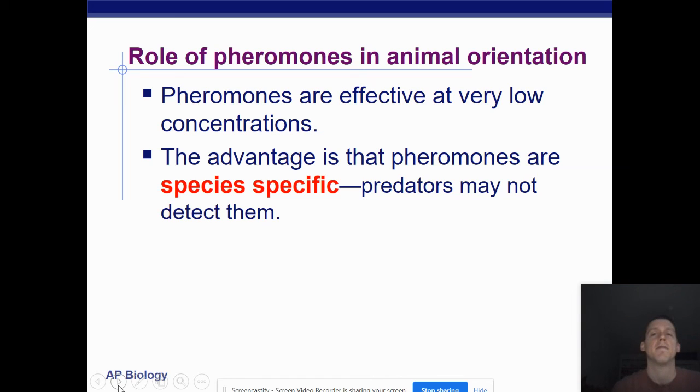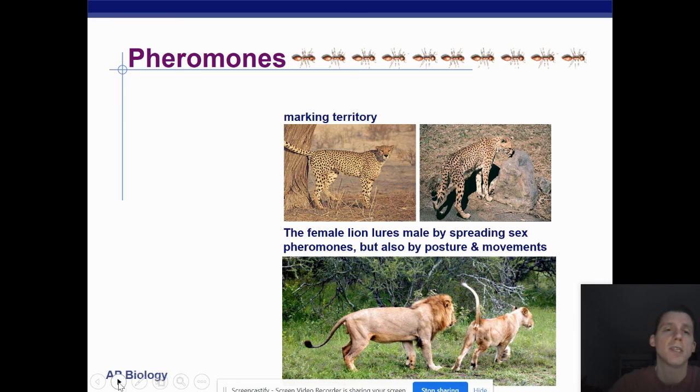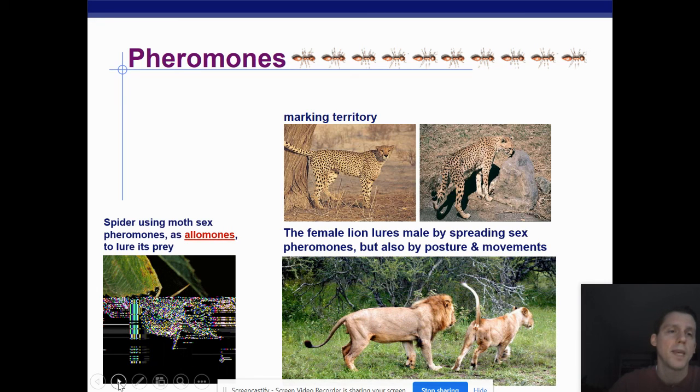Pheromones are effective at very low concentrations, so the animals don't have to make a lot of them. And the advantage is that they are species specific. So predators might not detect pheromones, but the other animals of the same species will. So they could let off an alarm signal without attracting other predators to the area. Pheromones can be used to mark territory. They can be used to lure prey, as the spider is doing.